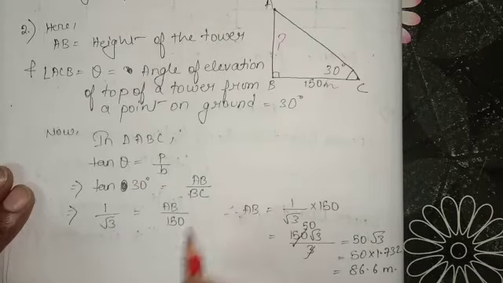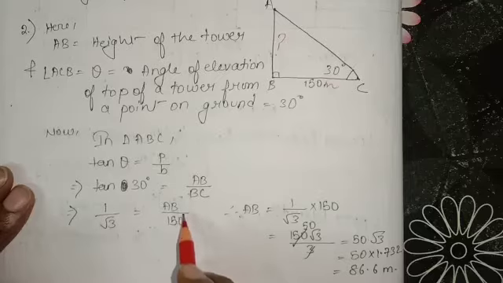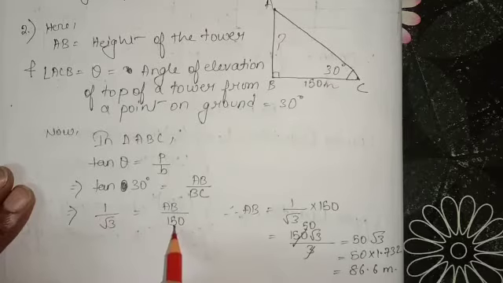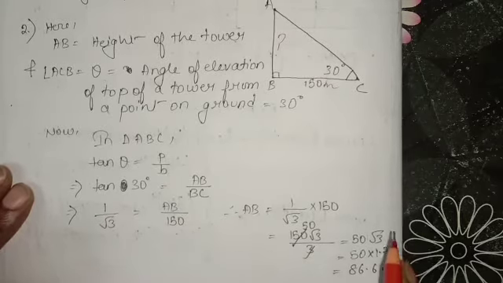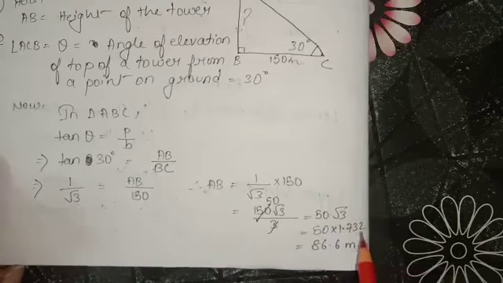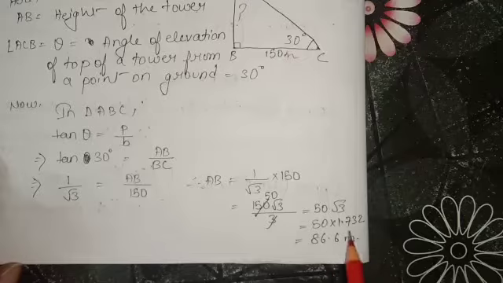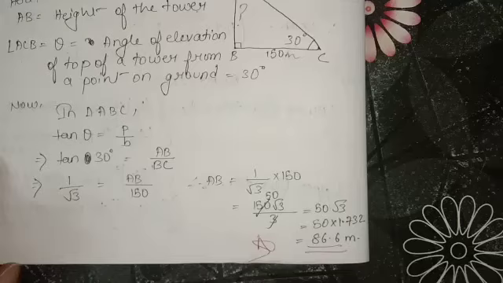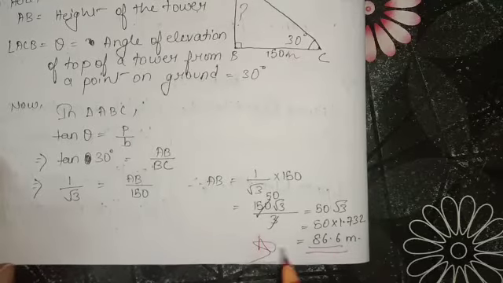tan 30 is 1 by root 3, equal to P by B, AB by BC. Put the value of AB and BC. AB is not given; BC equal to 150. After cross multiplication, you are getting how much? 50 root 3. Put the value of root 3, that is 1.732. The final answer is 86.6 meter. This is the height of the tower that we had to find out. This is the answer.